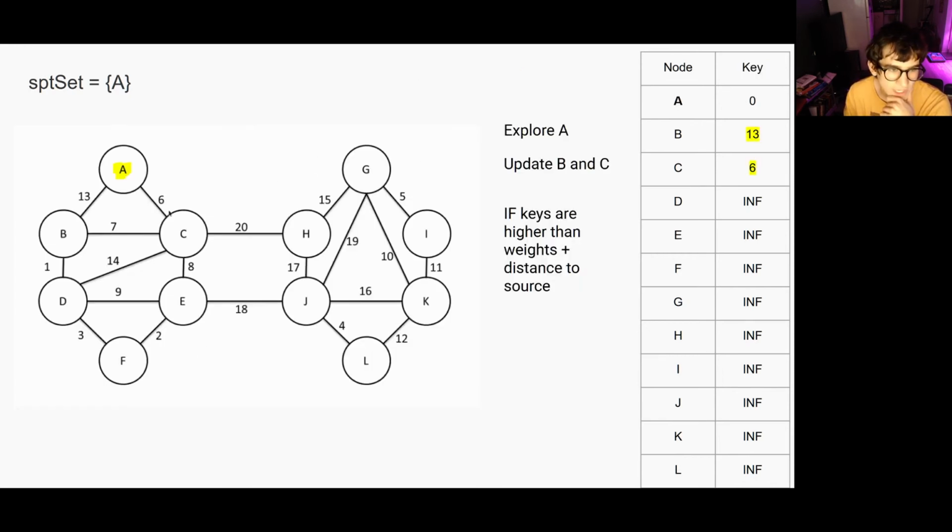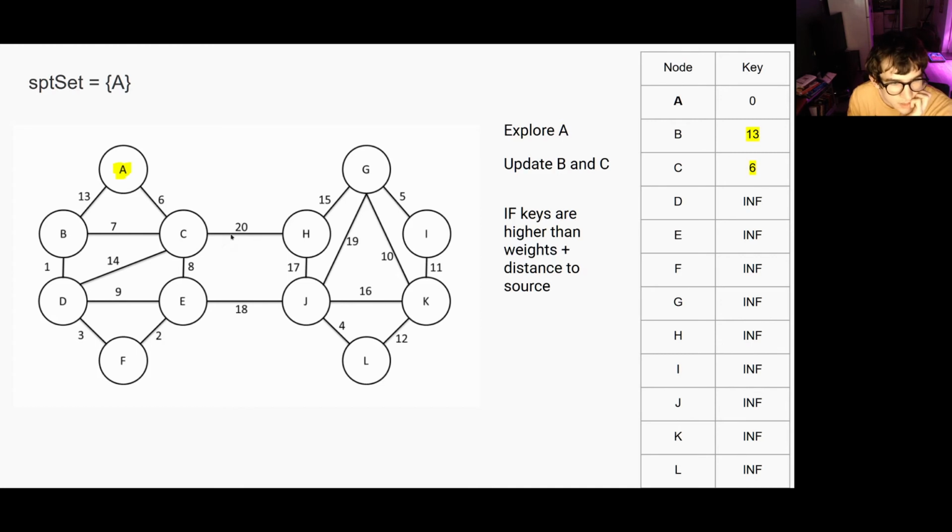So after we explore A, we can see we can update the weights of B and C to 13 and 6, so both less than infinity. And then we're going to want to consider C next, since 6 is less than 13. And then if we consider the adjacent nodes of C, what's going to be different here compared to Prim's is that we're going to want to take the distance of C to the adjacent nodes and then add them up and then consider that. So you can see the distance to C is 6.